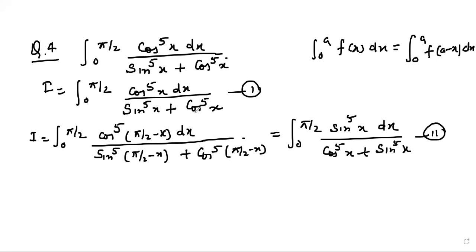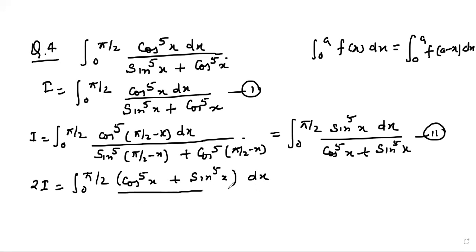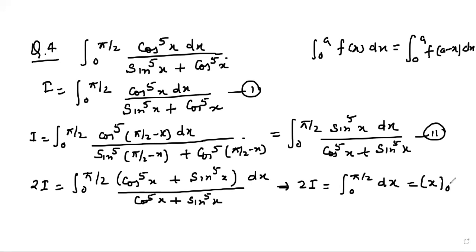Now, if you observe carefully, the denominators of both the equations are same, so we can add. So it will become 2I equals 0 to pi by 2 cos power 5x plus sine power 5x dx divided by cos power 5x plus sine power 5x. Now we will get 2I equals 0 to pi by 2 dx, which will give x with limits 0 to pi by 2. So 2I equals pi by 2. Thereby, we will get I equals pi by 4.